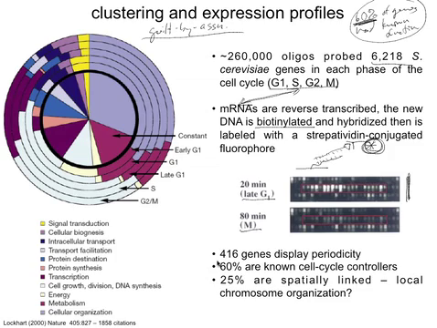So some 416 genes displayed periodicity, right? You can think about that in the context of the total number of genes that were probed. Let's see, some 60% of those are known cell cycle controllers, and then 25% of that 400, so 100 genes, seem to be spatially linked, and maybe this has something to do with local chromosomal organization, but spatially linked with those cell cycle controllers.